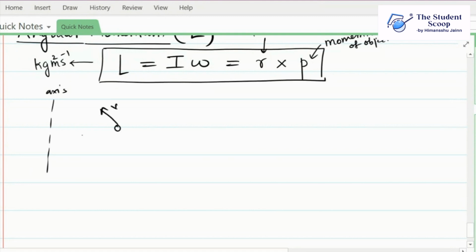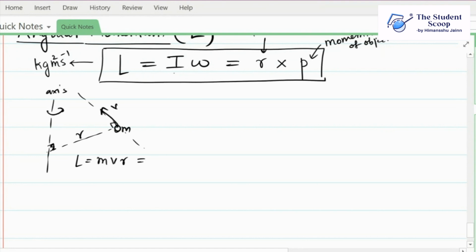Okay, let's say I don't know the moment of inertia, but I know the perpendicular distance to the object. The perpendicular distance is r, and the mass of the object is m. If this is the axis of rotation, and this is the perpendicular distance with respect to the axis, then we can write L equal to mvr.